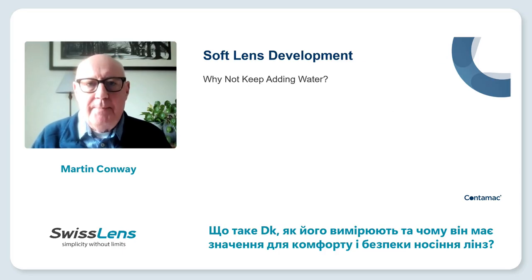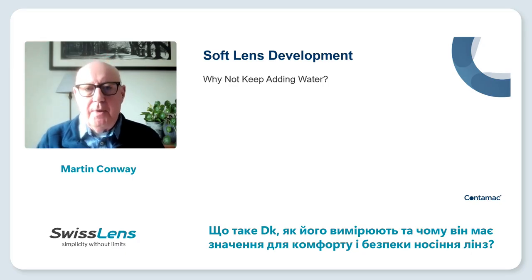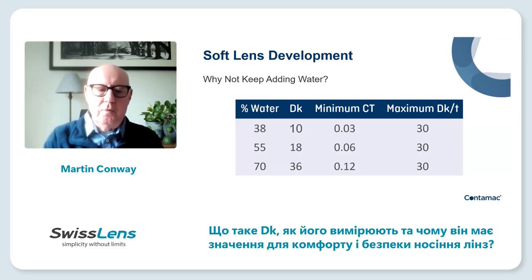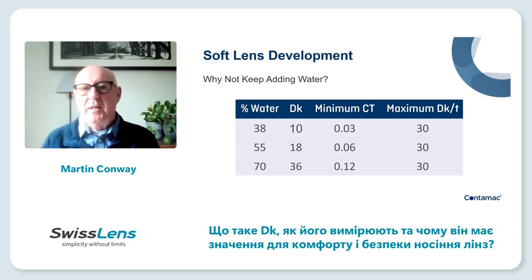So why not keep adding water? Well, the problem is the more water in the material, the less plastic there is holding it together. And so if we look at a 38% water content material, one of the original materials with a DK around about 10 to 12, we could actually make those with a minimum center thickness of 0.03 of a millimeter. That gave us a DK over T value of 30 at its max.